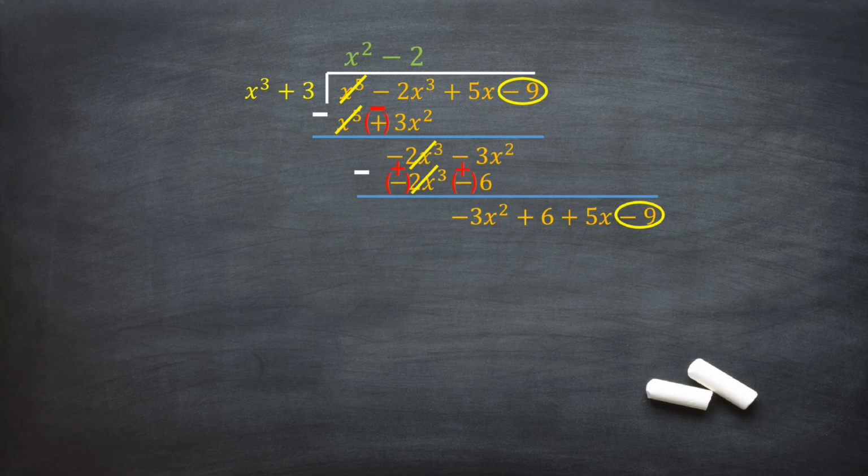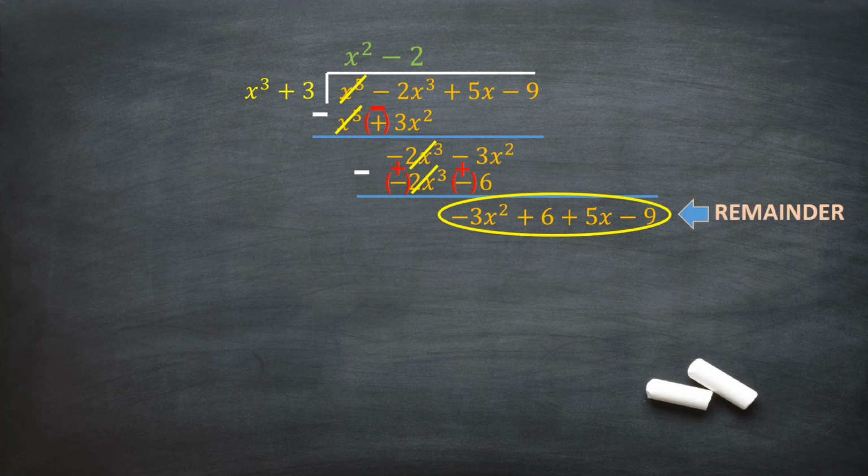So in this example, we already bring down x to the 5, negative 2x cubed, and also positive 5x. Only negative 9 remains, so we bring that down together with negative 3x squared plus 6 plus 5x, because that will be our remainder. The remainder should also be in its simplest form, or all of the like terms should be combined. So in this case, negative 3x squared plus 6 plus 5x minus 9.